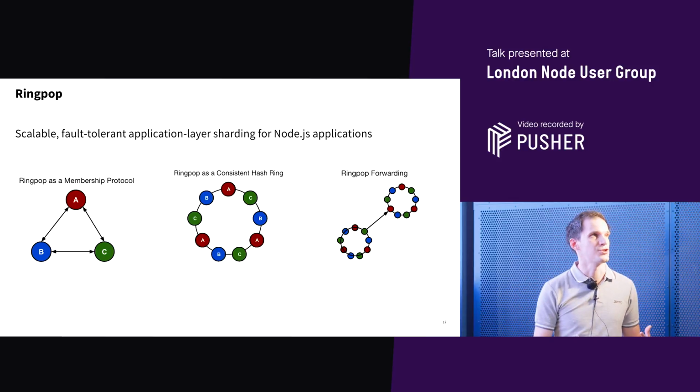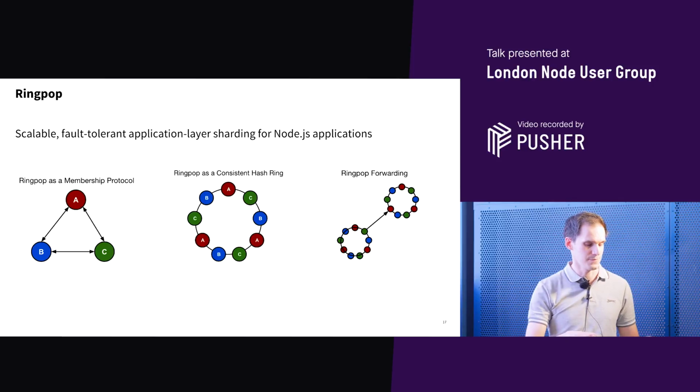In the membership protocol, when RingPop starts, it will create a distributed application, and all of the nodes in this application know about each other through TCP communication and a gossiping protocol.